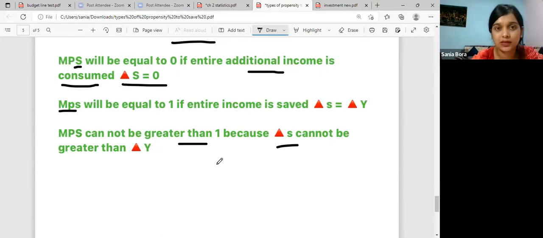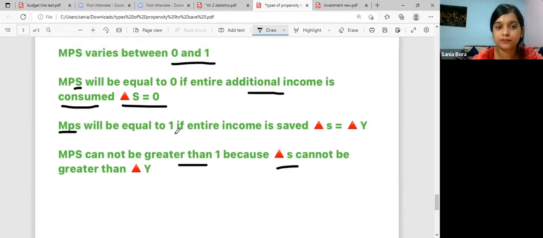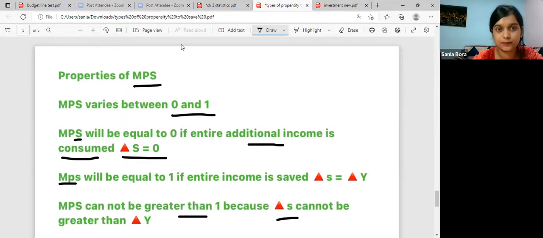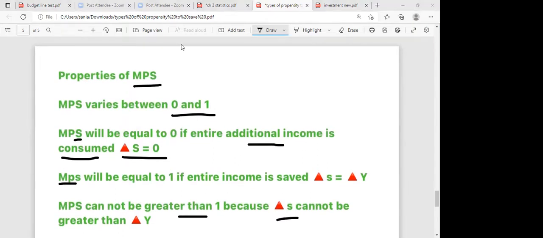When your income increases, for example, you have 10 income. Out of that income only you will save. If you are earning 10 rupees, your savings cannot be 20 rupees, right? So, your savings cannot be greater than income. That's why your MPS can never be greater than 1. Clear? Yes, ma'am. Okay. You'll just write it down.